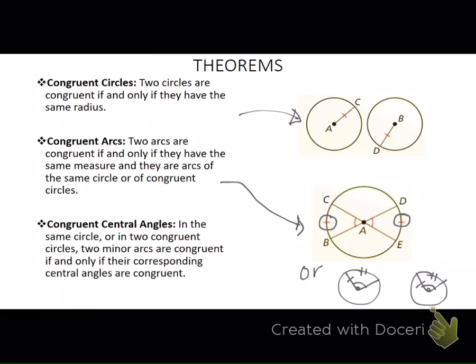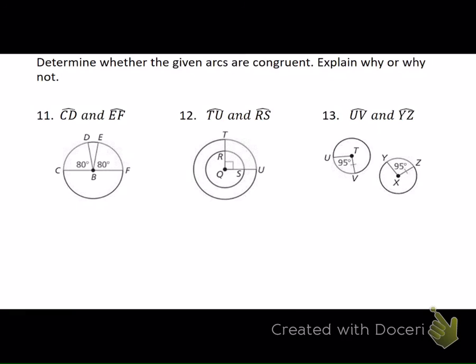Okay, and then finally, in the same circle or in two congruent circles, two minor arcs are congruent if and only if their corresponding central angles are congruent. So that kind of goes down with this one, these two as well. Okay, guys, so let's determine the next one, if we have congruent circles or not.